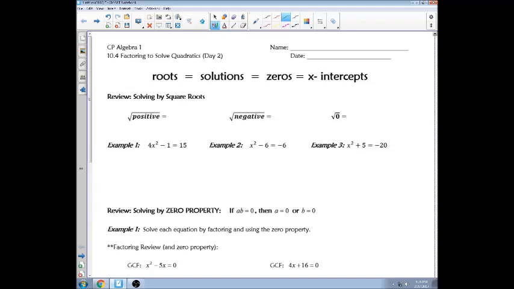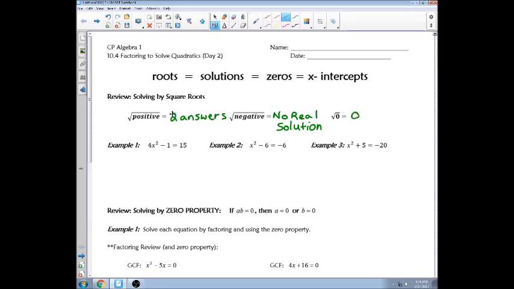The first thing, if you're solving by square roots and you take the square root of a positive number, how many answers do you get? You get 2 answers. If you take the square root of a negative number, you get no real solution. And if you take the square root of 0, you get 0 as your answer, or just one answer.